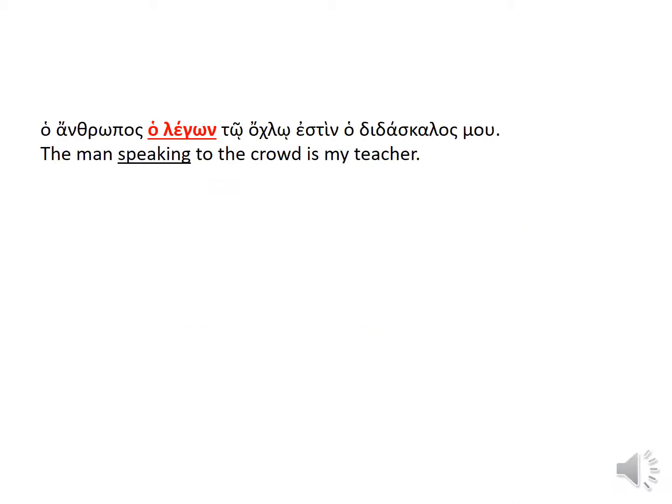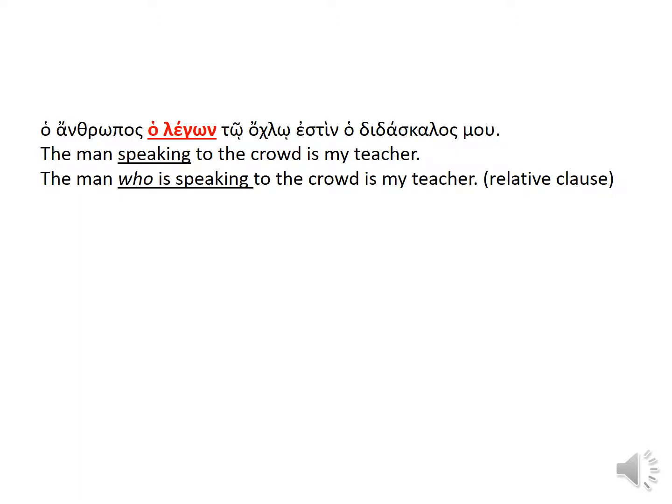So let's look at this alternative translation that we can use for adjectival participles. So the man speaking to the crowd is my teacher. Now we've said that you can expand an attributive participle into a relative clause. So this is how you would do it. Instead of the man speaking, you could say the man who is speaking. Now converting this into a clause. Okay, it's got the relative pronoun at the beginning. It has a verb in it. And if it's got a verb in it, it's a clause. This is a relative clause.